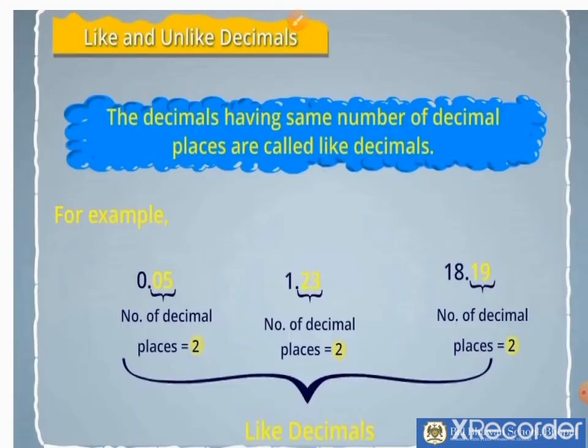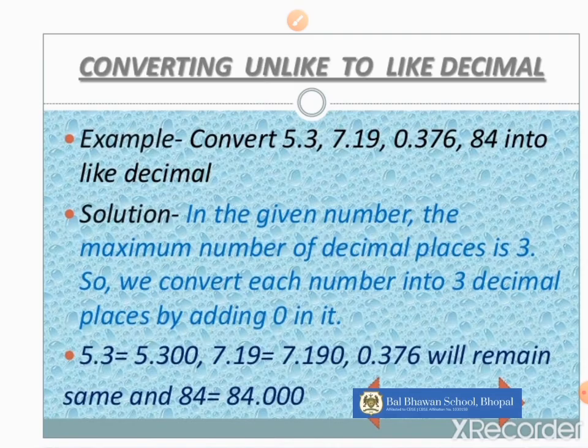Now we will learn about like and unlike decimals. The decimals having the same number of decimal places are called like decimals. For example, 0.05, 1.23 and 18.19, all of them have 2 digits after the decimal, so they are like decimals. Unlike decimals can be converted into like decimals by using the following method. Here the example is 5.3, 7.19, 0.376 and a whole number 84.